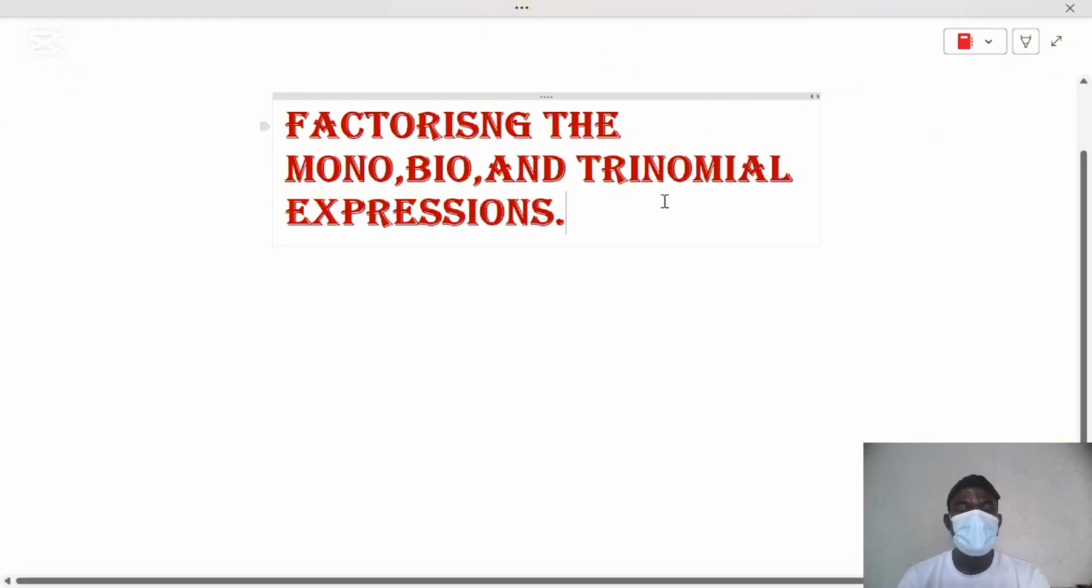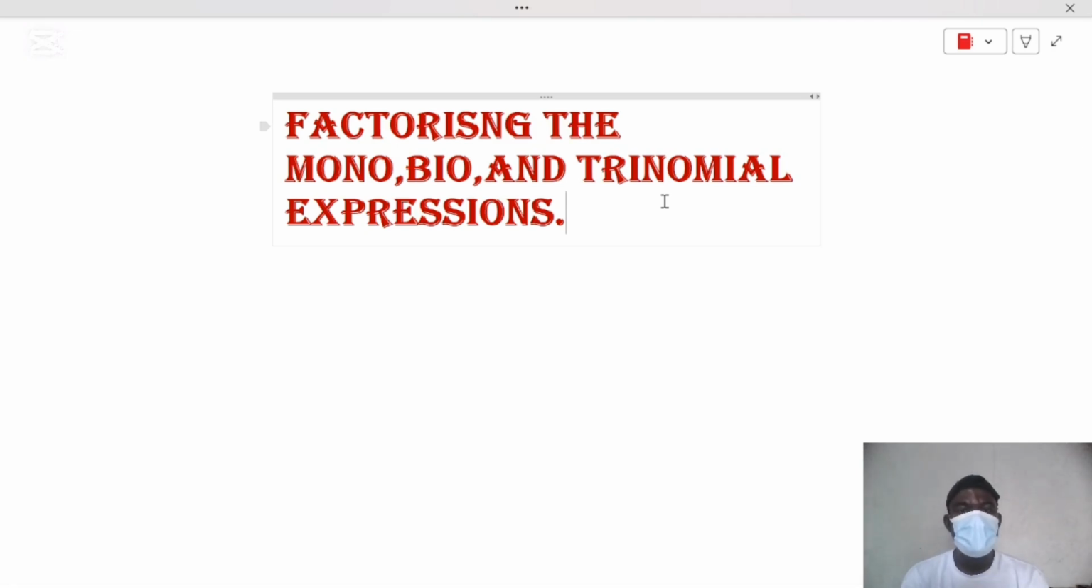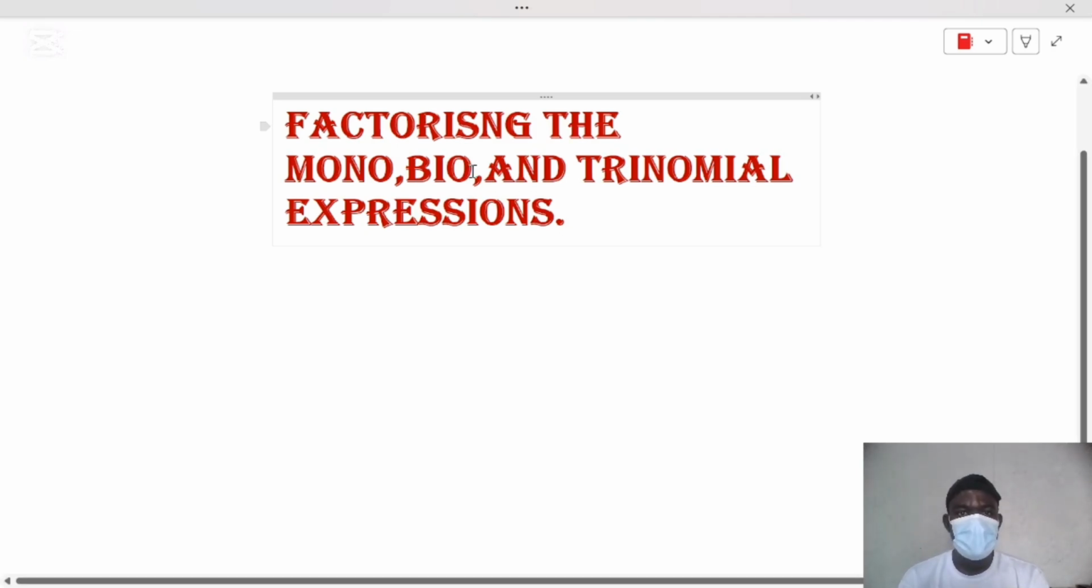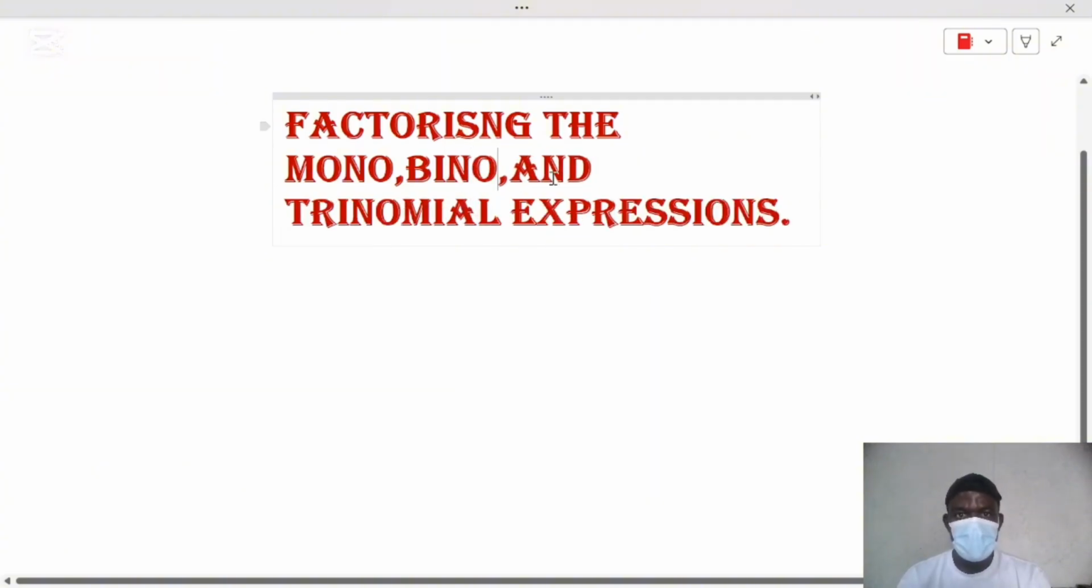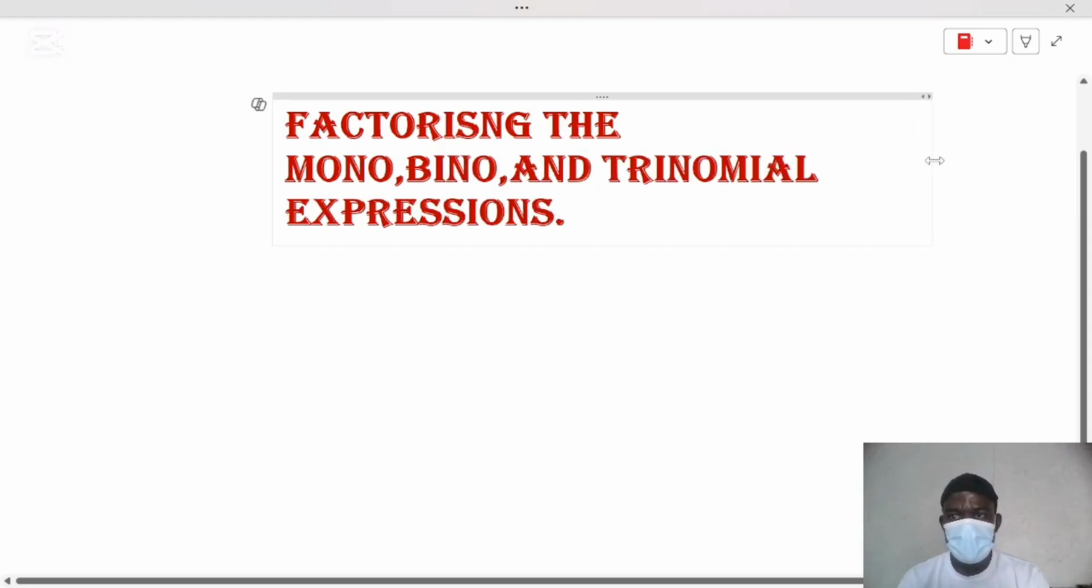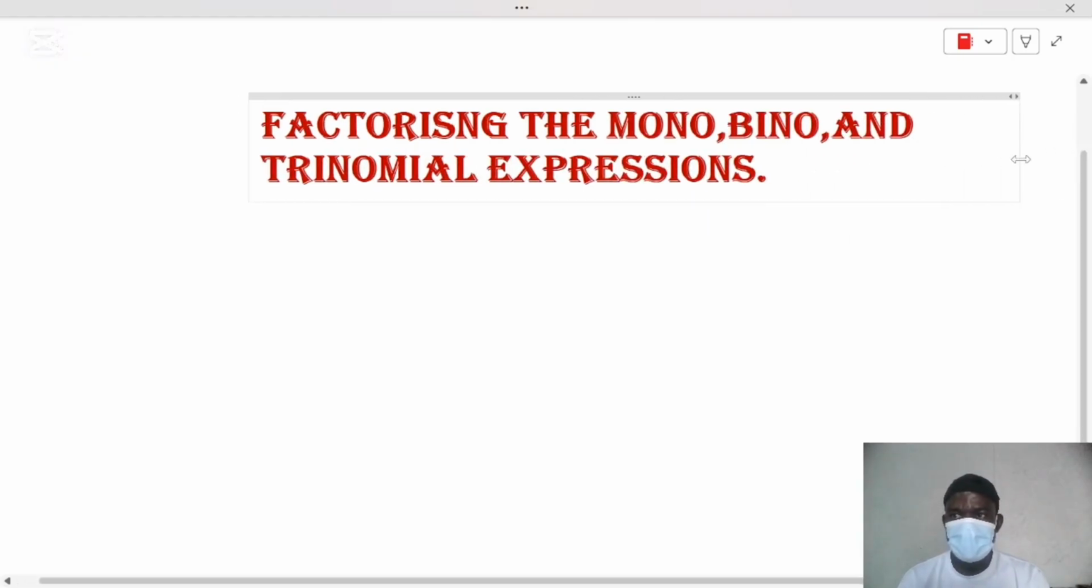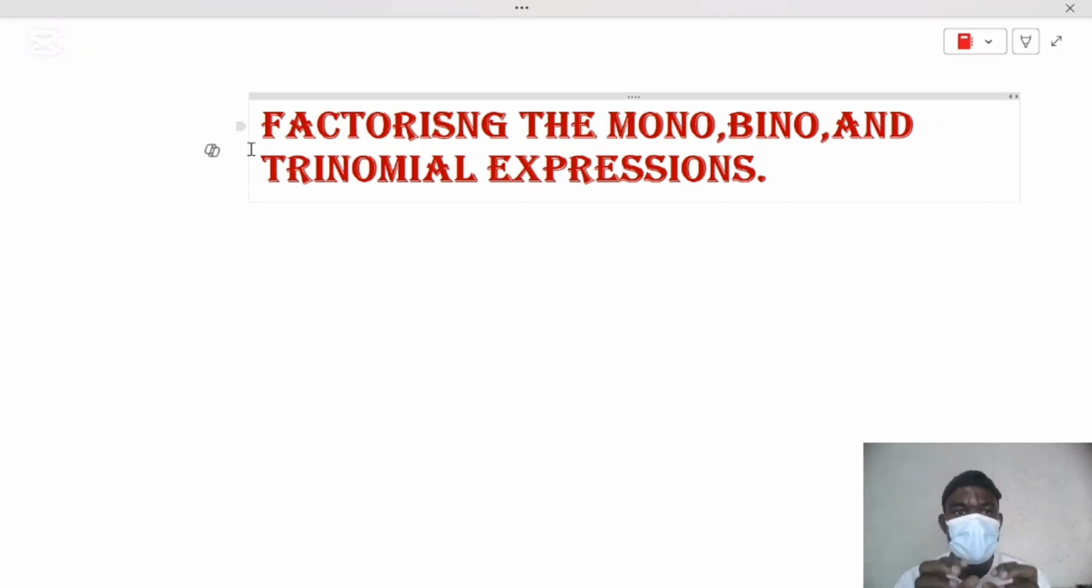Welcome. Let us now look at how we can factorize the monomial, binomial, and trinomial expressions. As I said, when you talk of monomial, binomial, and trinomial expressions, these are expressions that depend on the number of parts that make up the quadratic expressions.